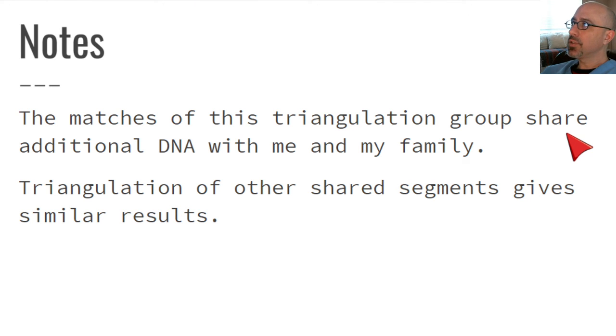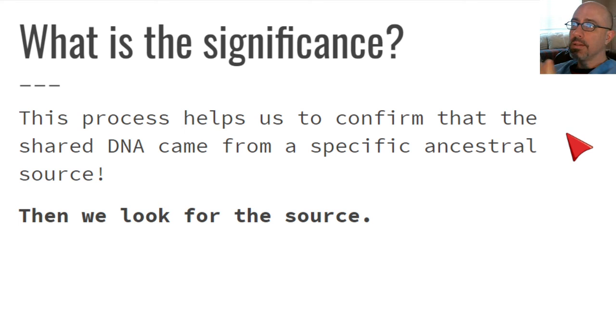So, some notes on this triangulation group. The matches of this triangulation group share additional DNA with me and my family. It's not all here on chromosome 1 in this one location, so the connections are more robust than you might think if you thought that this is all that we share with these people. Another point here is that when we do triangulation of those other segments of DNA in other locations of the genome, we get similar results. And this process is helpful. Bottom line is we're confirming that we have a shared ancestor somewhere in our tree, and so we look for the source.